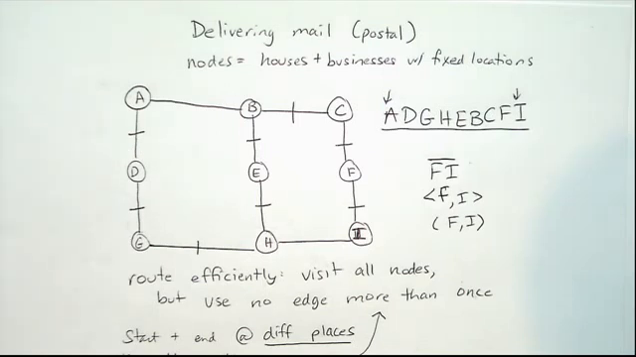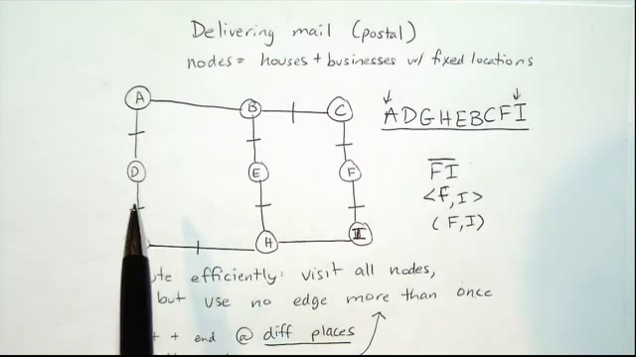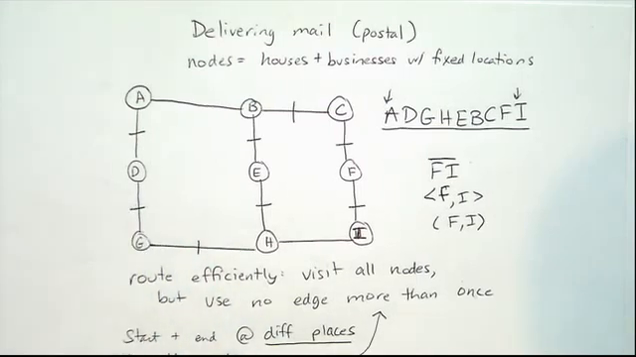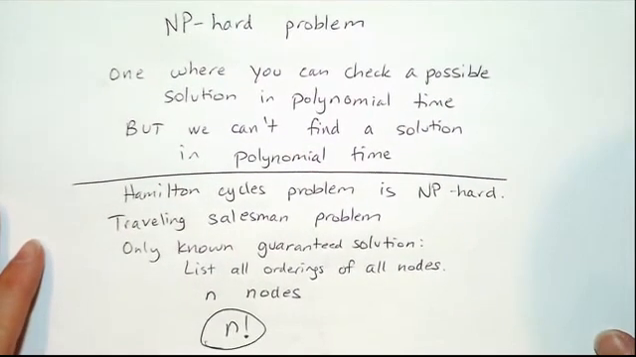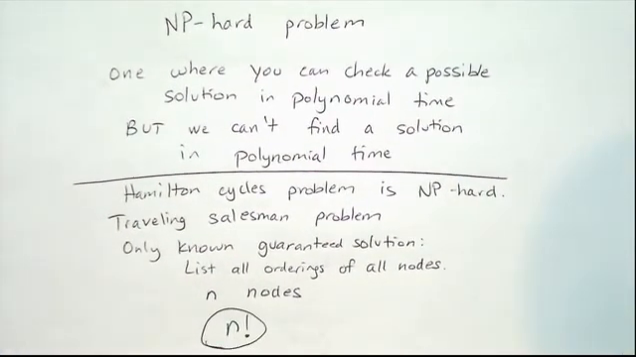in this graph. So a Hamilton path is one where we visit all the nodes using no edge more than once. And a Hamilton cycle, though, is one where we actually need to have the start and the end equal to each other. The Hamilton cycle problem is an NP-hard problem, and an NP-hard problem is one where you can check a possible solution in polynomial time, meaning that it's pretty fast to check whether the solution is a valid one, but you can't guarantee that you can find a solution in polynomial time.